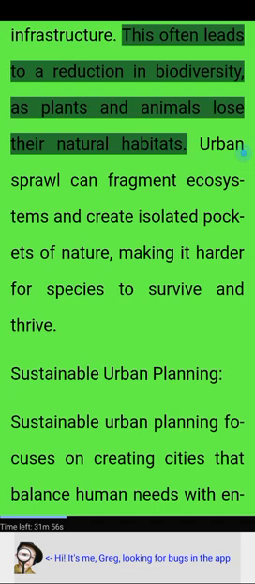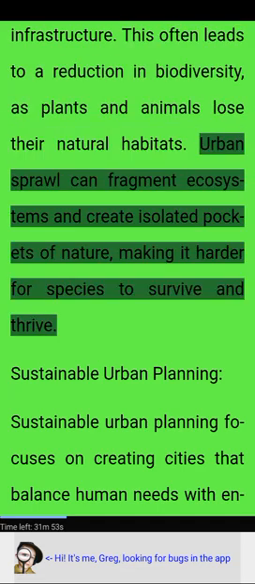This often leads to a reduction in biodiversity, as plants and animals lose their natural habitats. Urban sprawl can fragment ecosystems and create isolated pockets of nature, making it harder for species to survive and thrive.